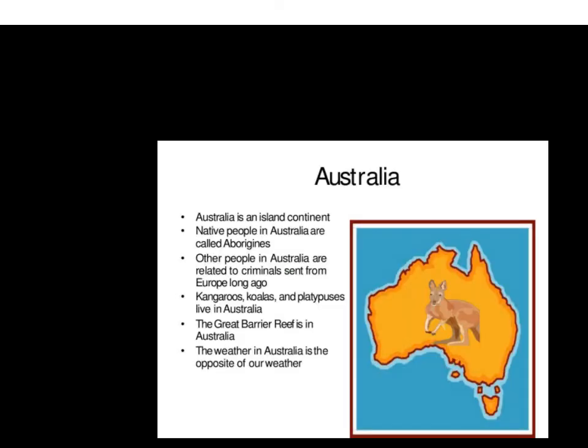Australia. Australia is the smallest continent, and it lies completely in the southern hemisphere. Again, it is surrounded on all sides by oceans and seas, and that is the reason it is called the island continent. You can see the animals which are found there, like kangaroos and koalas, and it is also famous for the Great Barrier Reef.